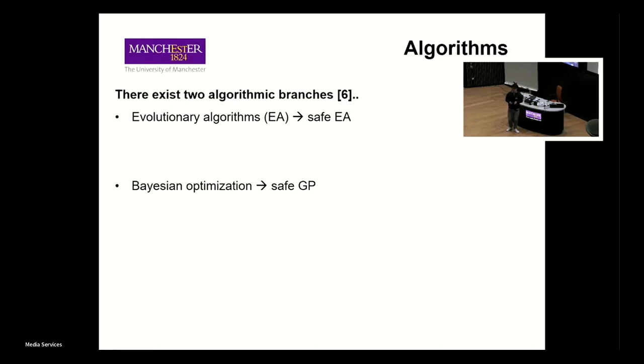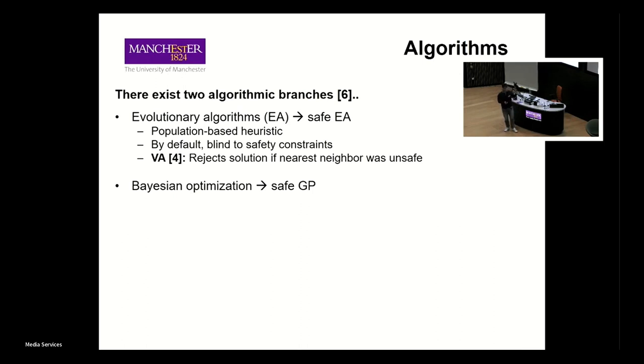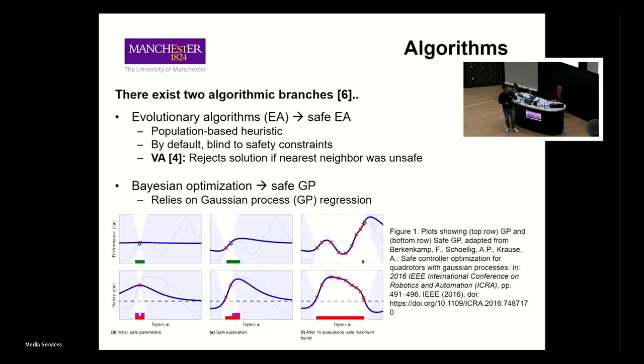There exist two algorithmic branches in safe optimization. One is through evolutionary algorithms, and one is through Bayesian optimization. Evolutionary algorithms are population-based heuristics, and by default they apply to safety constraints. However, for example, SafeEA rejects any solution if its nearest neighbor was unsafe. As I said, SafeGP relies on Gaussian process regression. For example, in the plot above, you can see how the Gaussian process is regressed based on past observations, and how the safe optimization algorithm would work with the observations, for example, in the plot below.